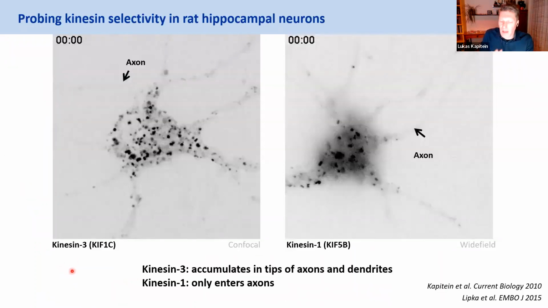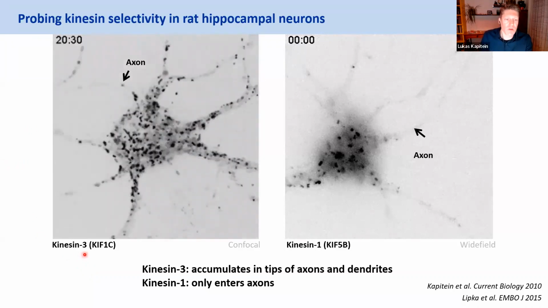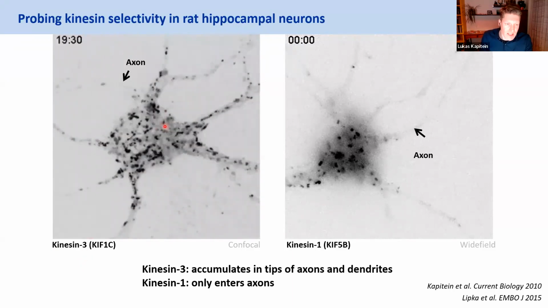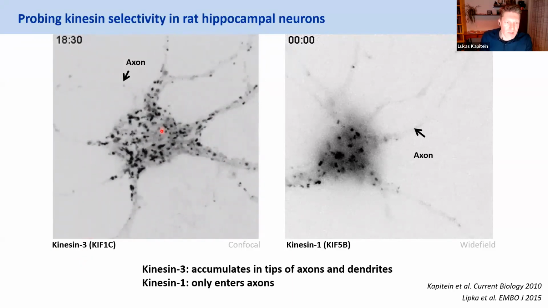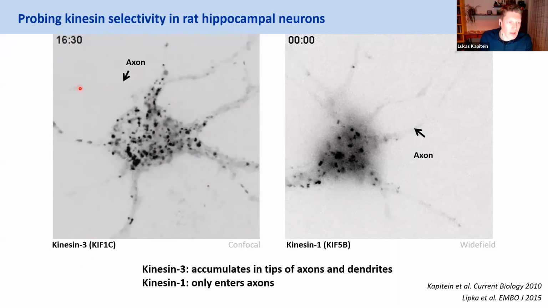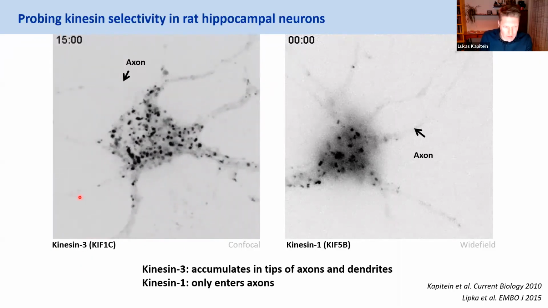But for now, I'll just show the result of recruiting specific motors to peroxisomes in neurons as a tool to see what is the preference of these motors. And we found broadly two different behaviors that I will illustrate with this video. So this is the behavior of kinesin-3. This is a plus-end-directed motor protein. And if we recruit it to peroxisomes in neurons, we induce transport. And the transport goes both into the axon as well as into the dendrite.